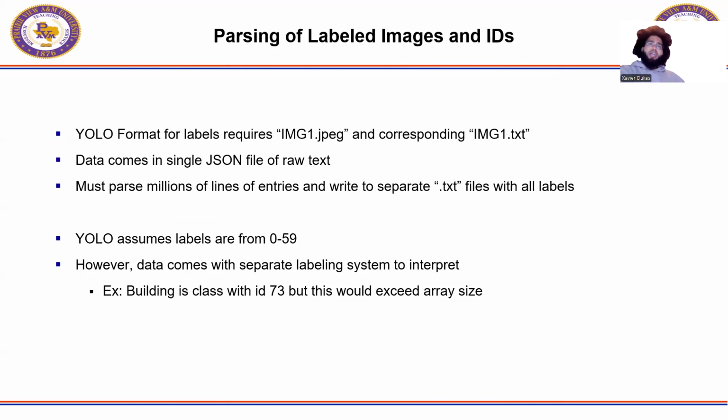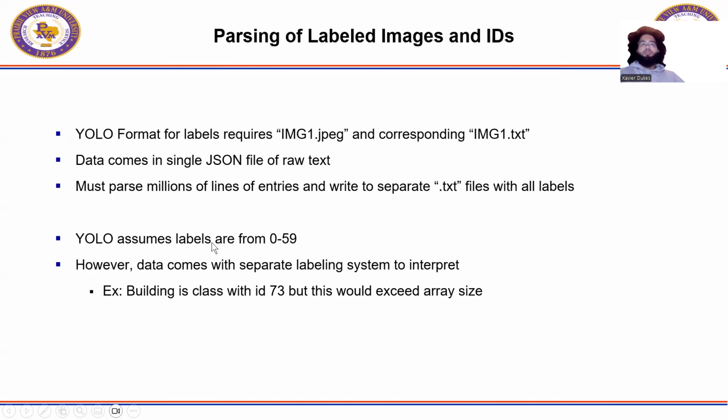Parsing of labeled images and IDs. The YOLO format for labels requires, as I mentioned, an image, so an image name .jpeg, and then a corresponding file with the same image name and a text file with the ground truth in it. Data comes in a JSON file as raw text, so I have to parse millions of lines and separate it all into TXT files with the appropriate labels.